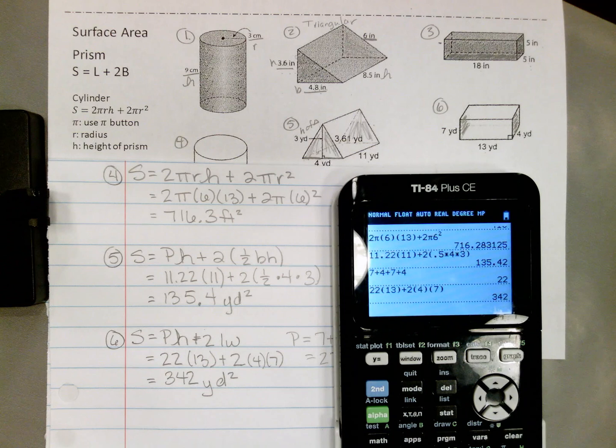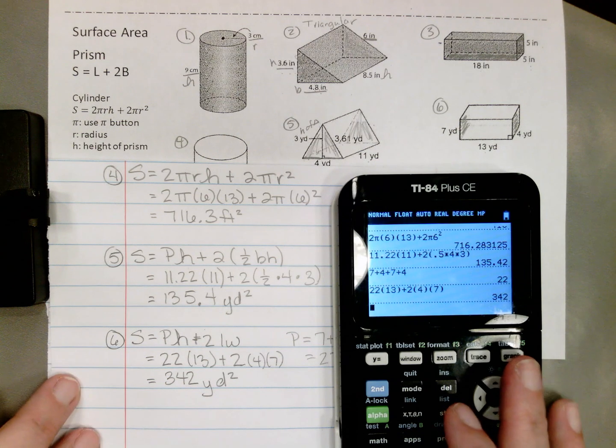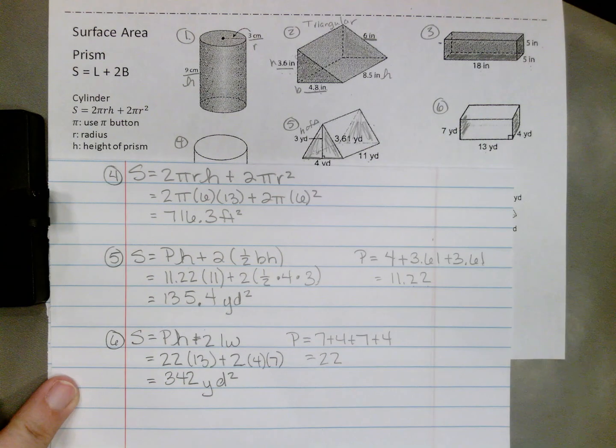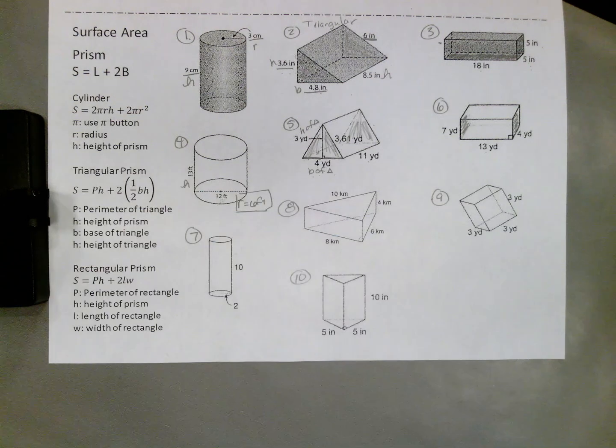Now, we've done 2 examples of everything. We've done 2 examples of cylinders. We've done 2 examples of triangular prisms. We've done 2 examples of rectangular prisms. If you feel comfortable with what we've done so far, you can stop here. If you would like to just see a few more problems worked, hang with me for a couple more minutes and we're going to work the last 4 problems on the page.